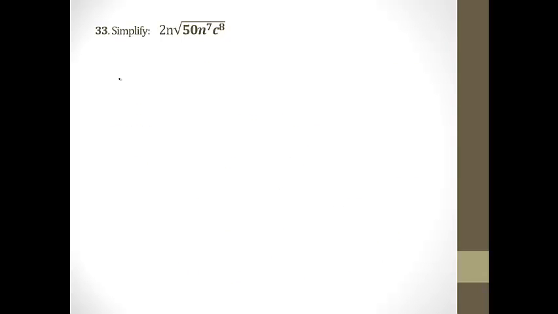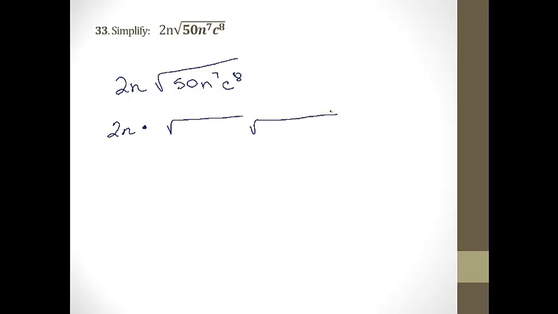Radicals. So we're trying to simplify 2n times the square root of 50 n to the 7 c to the 8. All right, this 2n on the outside is just hanging out, but any perfect squares that we simplify are going to multiply times that 2n. So this is what I call the perfects and the not perfects. So we're going to break up this 50 to be two numbers that multiply to make 50, and one of them is a perfect square.